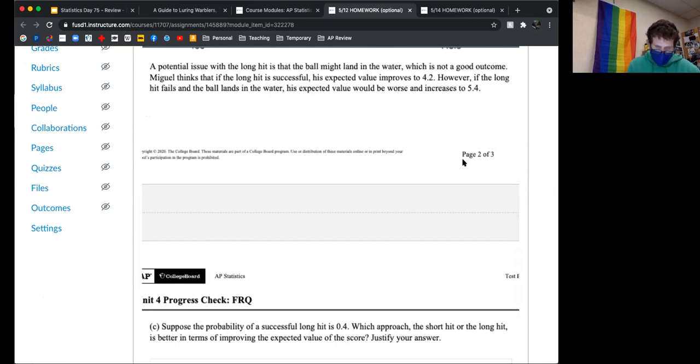All right, so we have a new random variable. I'll just call it Y, just to make it different. So he might get 4.2 as his expected outcome, or 5.4 as his expected outcome. And the probability that he gets 4.2, which is better, depends on the successful long hit. So there's a 0.4 probability of this being the case and a 0.6 probability of this being the case.